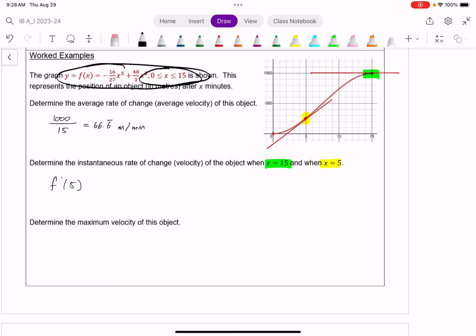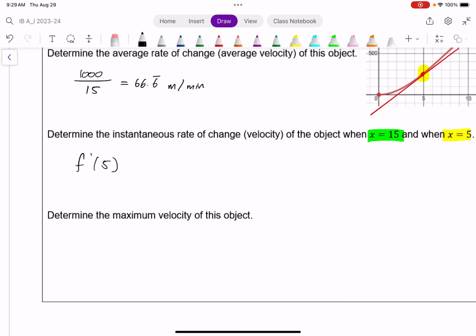You want to make sure your window settings are appropriate for what we're looking at here. So it's pretty straightforward. Just make your x min 0 and your x max 15, and your y min 0, your y max around 1,000, maybe a bit more. And then, like we've seen before, select your value. So when x is 5, you should get a derivative of approximately 88.9. And again, the units are important, meters per minute.